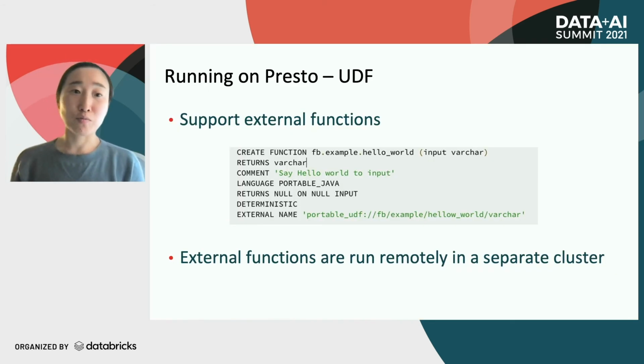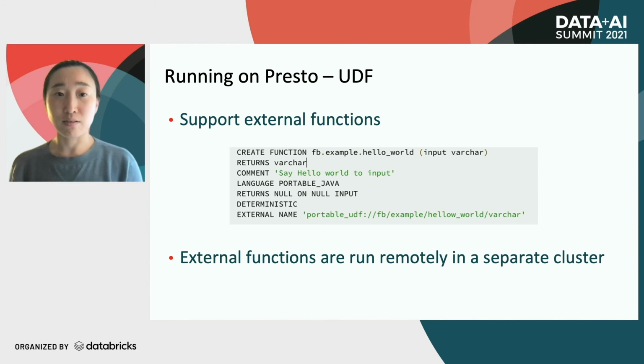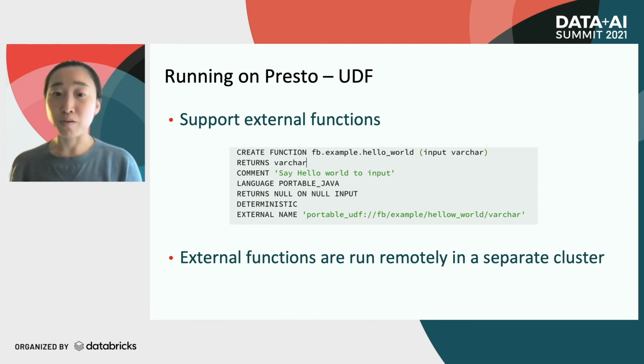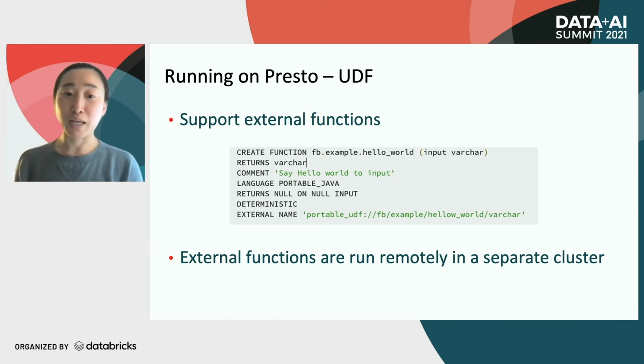So first, we supported this in Presto as an external function. External function is like a SQL concept. Basically, we can say create function and external with the reference to where to find this external function. For this example, we're still using hello world. We have an external name. That's basically the URL we'll need to use to look up this function in our function Metastore. And how we execute that in Presto, we are actually running them as remote functions in a separate cluster.